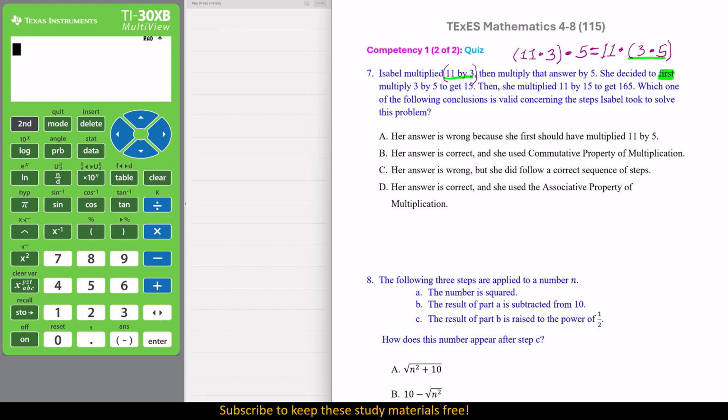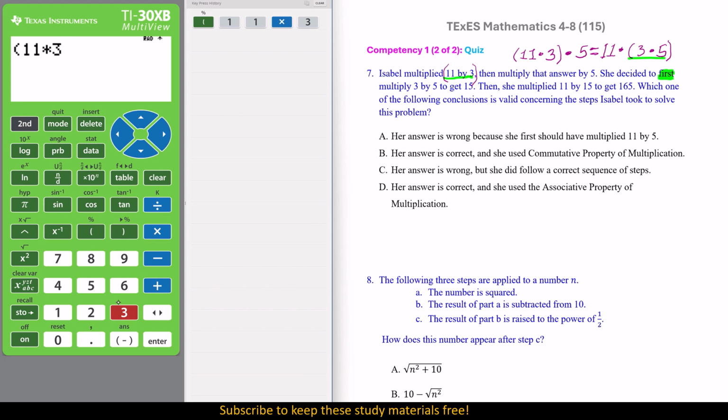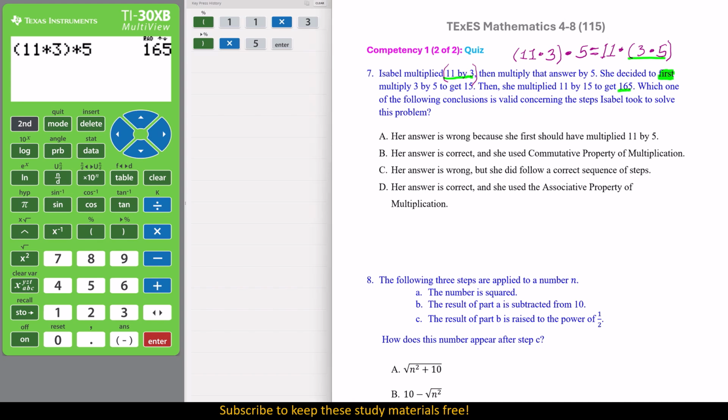If we look at the English exactly as is, because it's all multiplied together, order doesn't matter. I'm saying that she is correct, and I'm going to verify that by multiplying all those things together. It doesn't matter which side you multiply. So 11 times 3, parentheses, and then times 5. We get 165. So that is verified. Now let's look at our options.